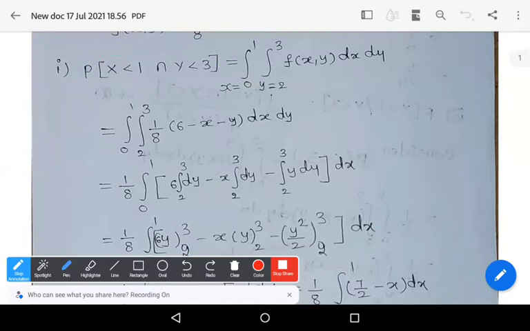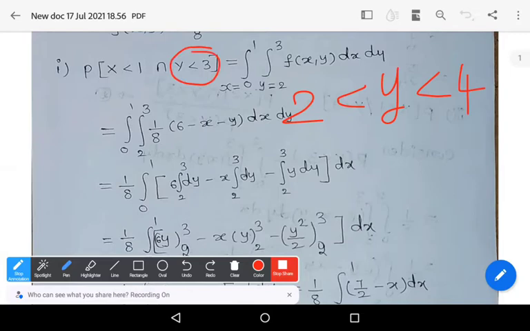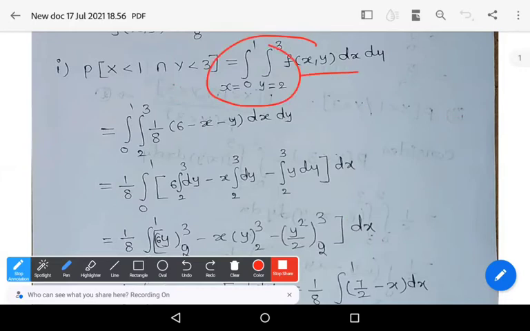And then y clearly lies between 2 and 4. But here in the problem we have y < 3, which means you have to integrate that variable between 2 and 3, because the lower limit of y is 2 and the upper limit is 4, but in our problem we have to find up to y < 3. So the integral 0 to 1, integral 2 to 3, f(x, y) dx dy.